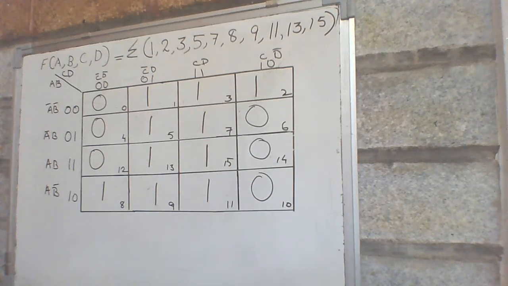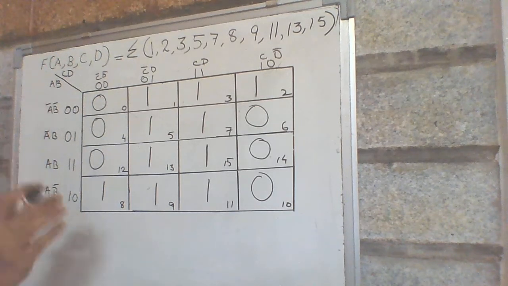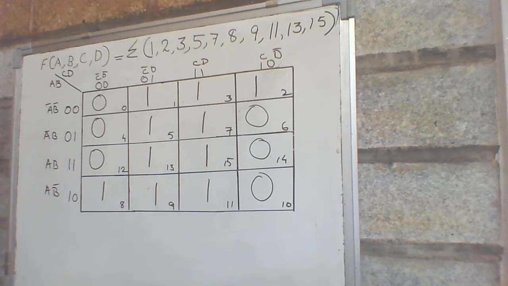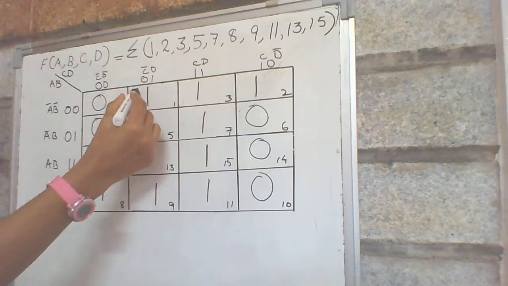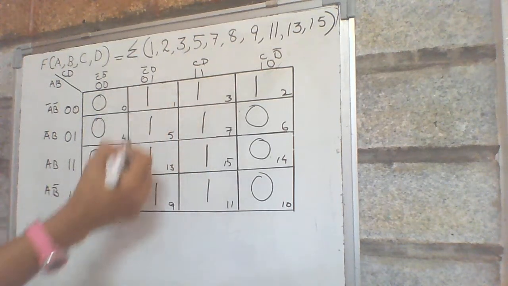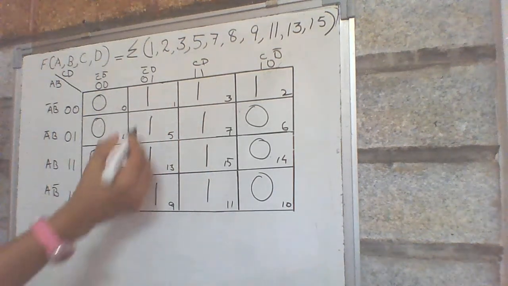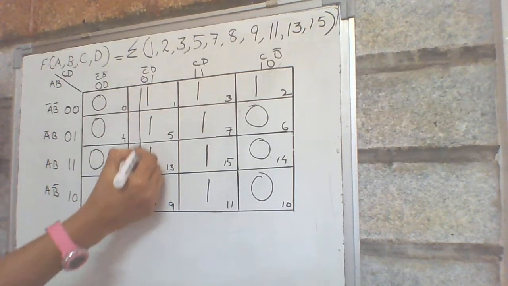Okay. Then what is the next step? First we have to check whether there is any octet. What is the meaning of octet? Eight adjacent ones is called an octet. Is there any octet here? Yes, see here, 8 ones are adjacent. So first you have to encircle that octet.